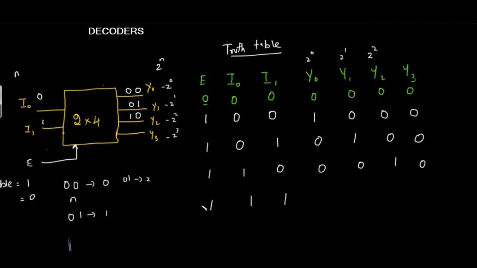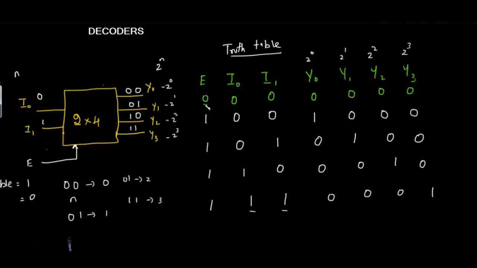So 1 1 stands for 1 1 of input to I naught and I1. So 1 1 stands for 3, and n is 3. So the line that is corresponding to 2 power 3, that is y3, will be carrying the data 1 1, right? Y3 is now responsible for 1 1. So 0 0 0 1. So this is the truth table for a 2 cross 4 decoder, right?